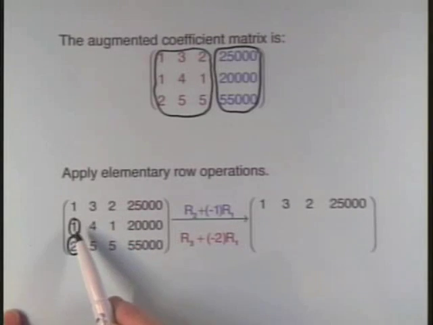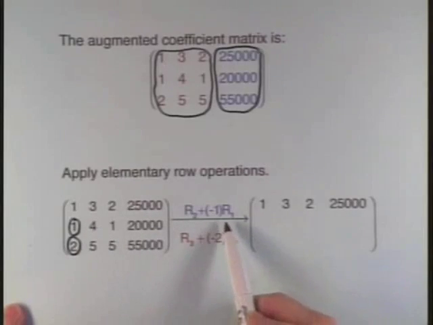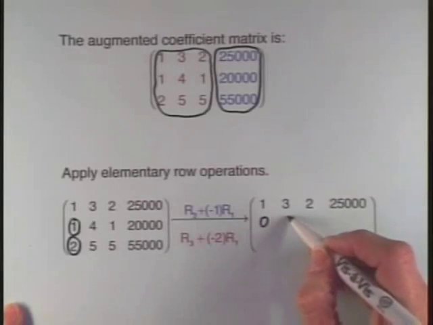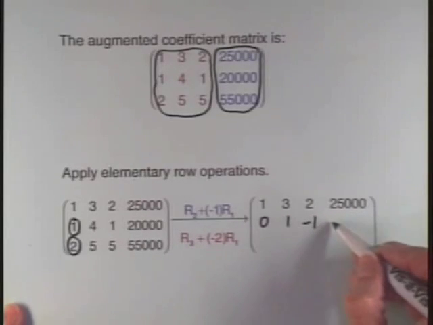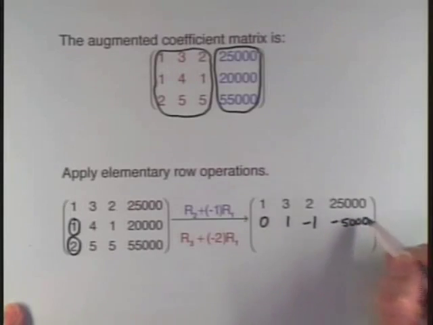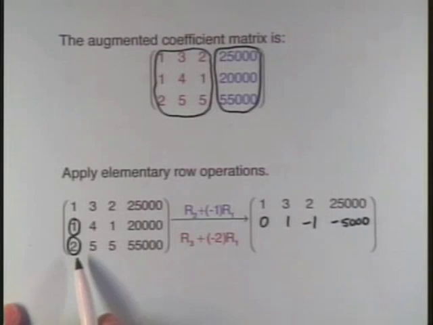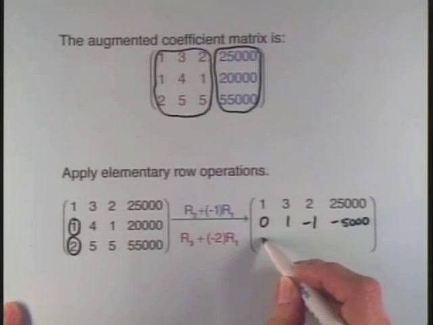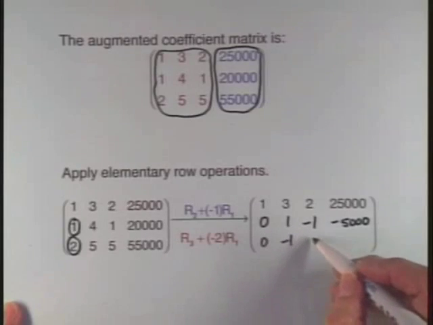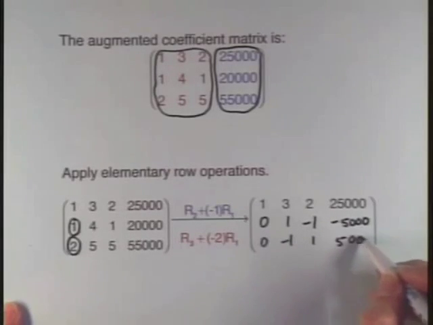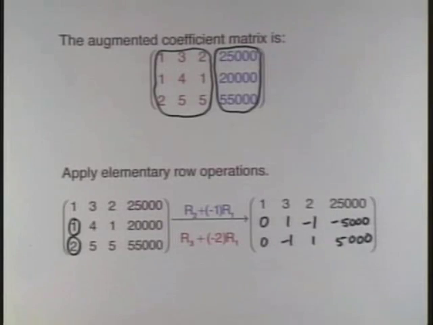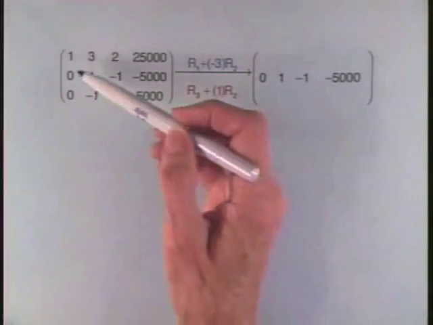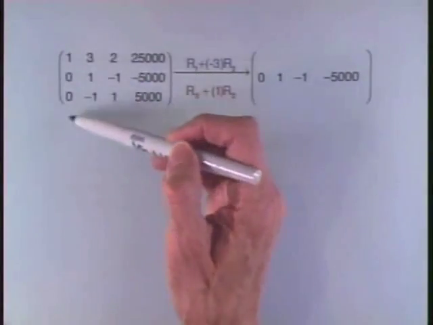To get the 1 in the second row to be a 0, we'll take row 2 plus -1 times row 1. That gives us 0, 1, -1, -5,000. For the 2 to become a 0, we need to take row 3 plus -2 times row 1, which will give us 0, -1, 1, 5,000. We see we already have our first column now as we want it.